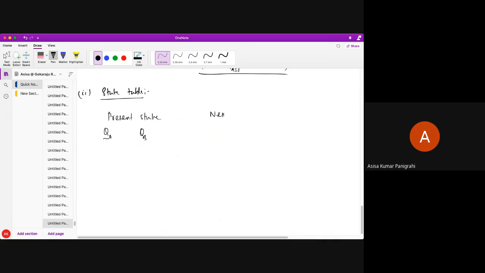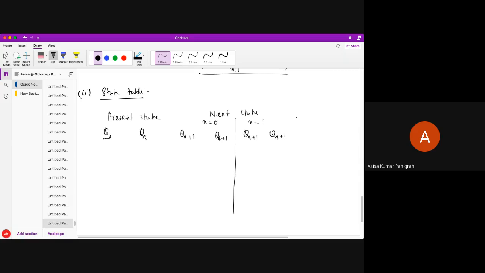So for the next state, what will I do? For x equal 0, I have one next state. For x equal to 1, I have one next state. Am I correct? Which is nothing else but QA plus 1 for x equal 0, QB plus 1 for x equal 0. Similarly, QA plus 1 for x equal to 1.